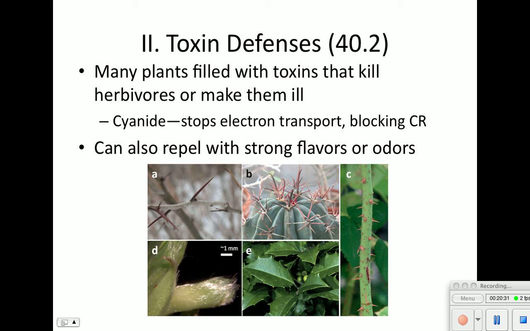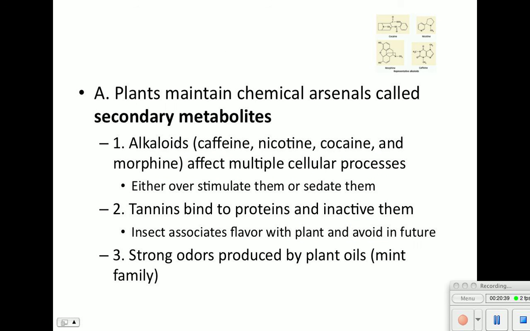All right. Plants can also repel with strong flavors or odors and make animals ill and sick as well. How they maintain their chemical arsenal supply is they have to use secondary metabolites. Some common secondary metabolites, and some of them we as humans have utilized, are alkaloids. Examples of alkaloids: caffeine, couldn't start my morning without it. We have nicotine. Cocaine is an alkaloid that's produced by plants. And morphine.